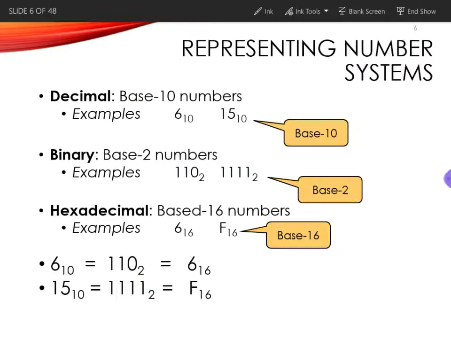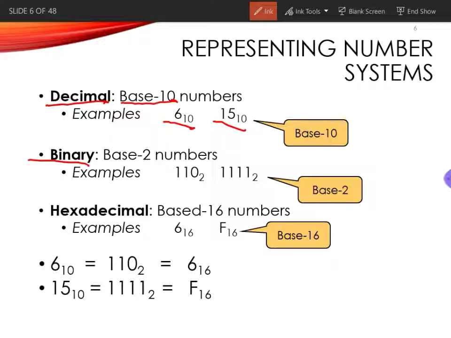So the way that we represent or write out these numbers is something that should be useful. Decimal, we've already mentioned, is a base 10 number, and the way that we write it is 6 with a subscript of 10, 15 with a subscript of 10. This would mean that the 6 is a base 10 number, and 15 is a base 10 number.